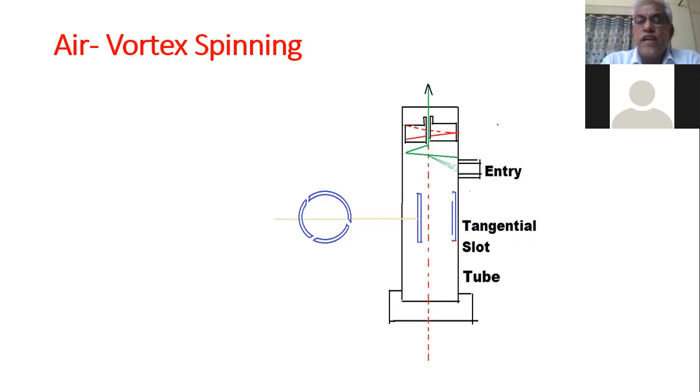So material is from right hand at the entry, where the entry is written. The entry of the feed material is there. And then a yarn end is introduced from above. Due to presence of the tangential slot, air entering, and a very strong vortex is created, the yarn end is rotating at a very high speed.